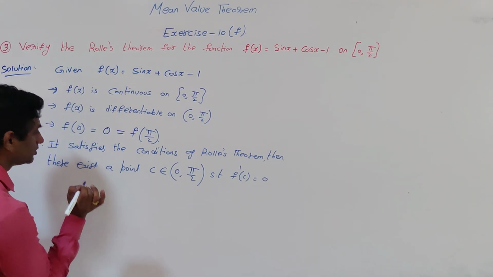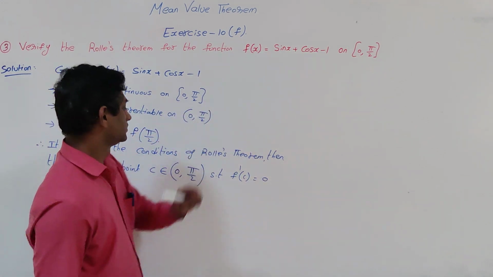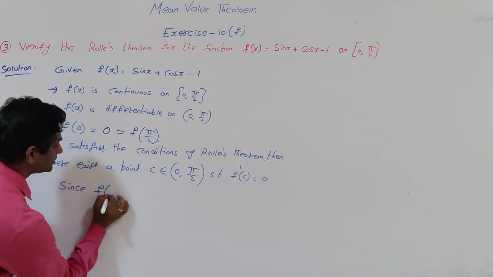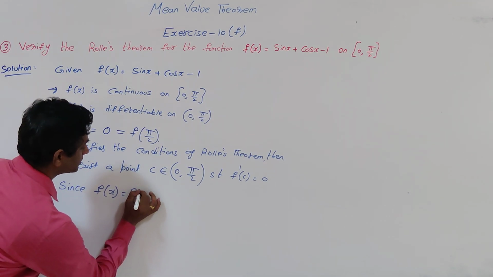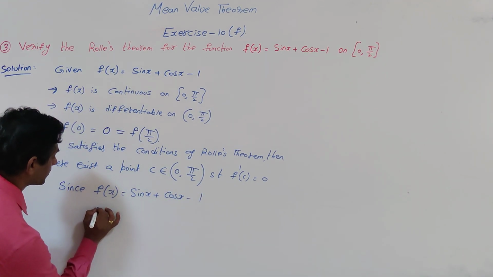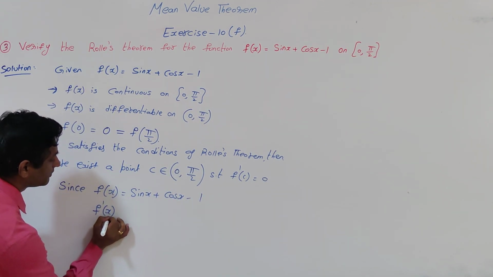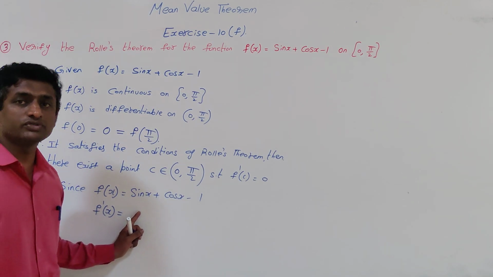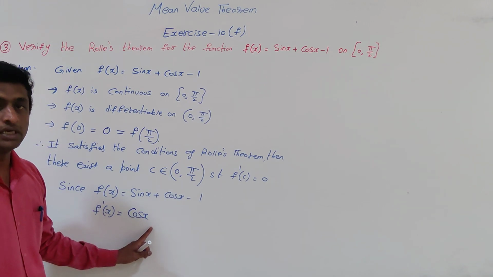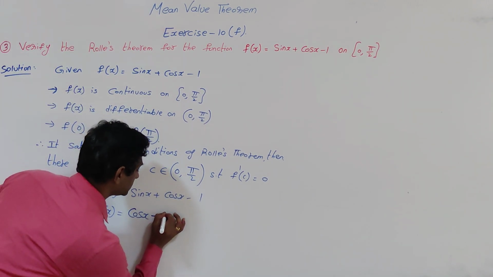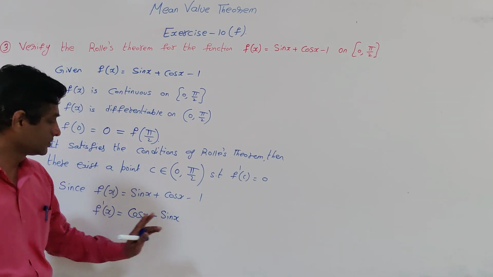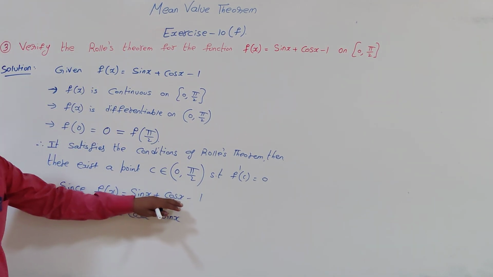Now, what is the derivative? Since f of x is equal to sin x plus cos x minus 1, we will find the derivative of the function. The derivative of sin x is cos x, plus the derivative of cos x is minus sin x, and the derivative of minus 1 will be 0. So this is the derivative of sin x plus cos x minus 1.